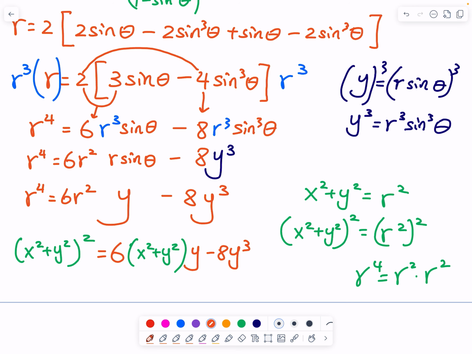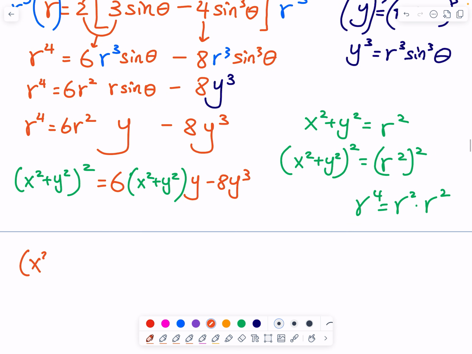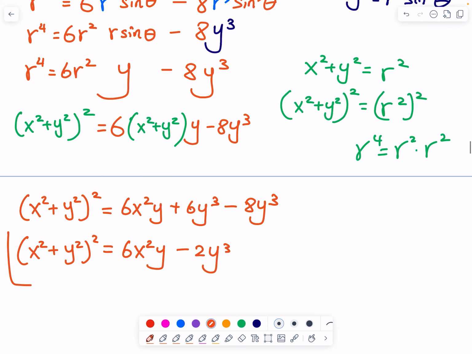Do I need to simplify anything? Let's just do something on the left side only. How about x squared plus y squared, and then squared? I have 6x squared y plus 6y to the third minus 8y to the third. And then x squared plus y squared, squared, that is 6x squared y minus 2y to the third. 6 minus 8 is minus 2. And then this is my rectangular equation.